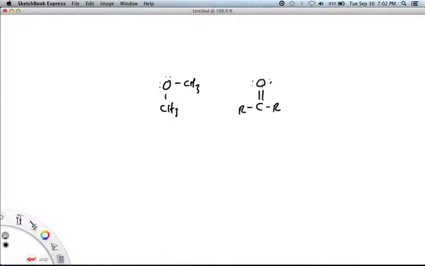Now I use that terminology just to give you a different way of thinking about it. In a sense, we are kind of taking two single bonds and squeezing them together. However, as many of you know, that's not accurate. It is a pi bond. So let's look at how that comes about.